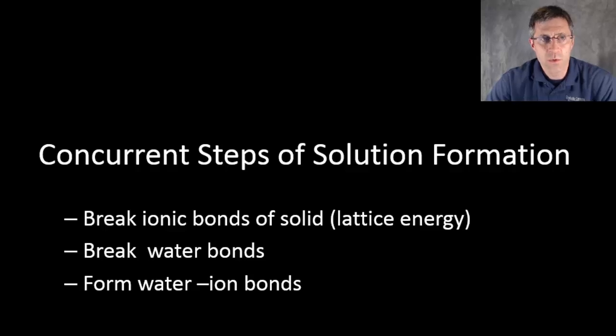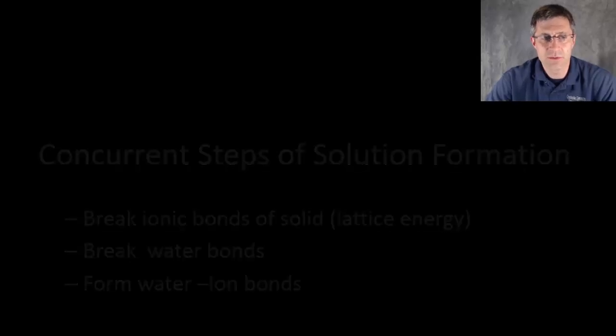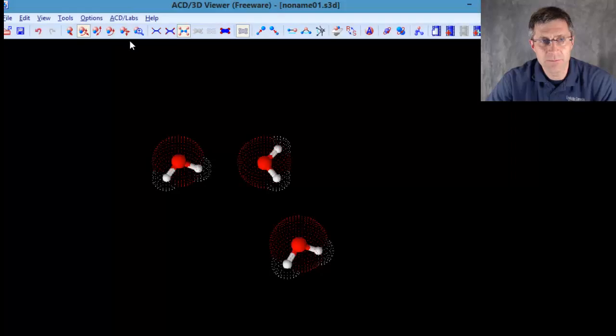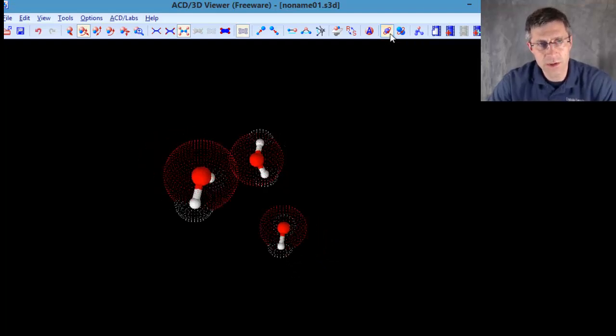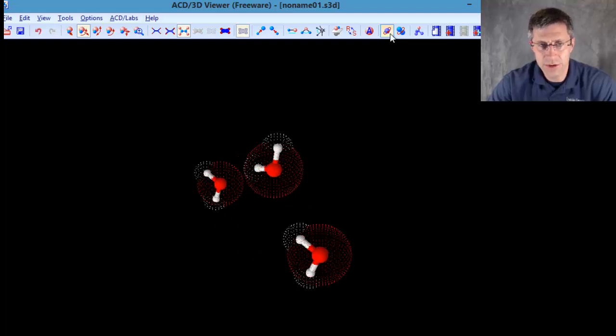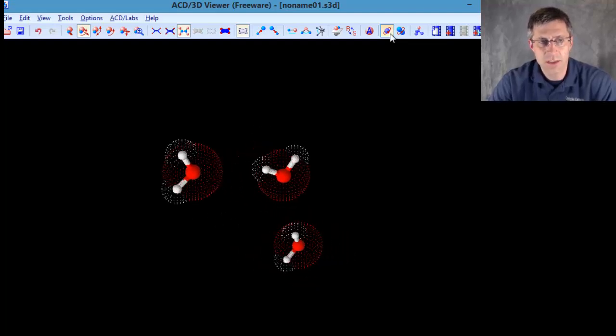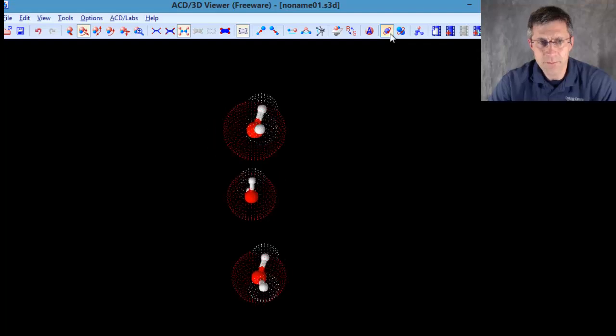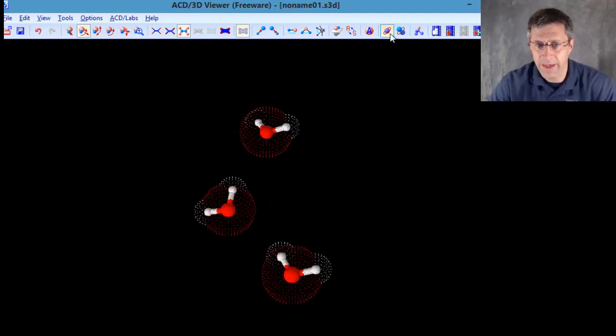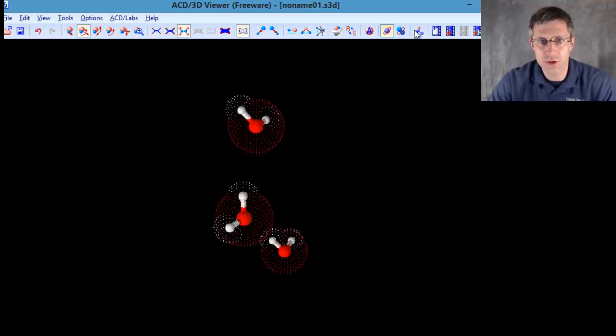We have to break our water-water bonds, and in fact we have to form water-ion bonds. So what does this look like? Remember, our water is bonded together quite strongly as well, and our ionic solid is bonded quite strongly together. So we have to break those. So there are three things that happen all at once. Here's an example of the water-water bonds that form. Remember our hydrogen bonding, occurring between the hydrogen and the oxygen on an adjacent water molecule. And this bonding is quite strong and arranges itself into this nice ordered structure.